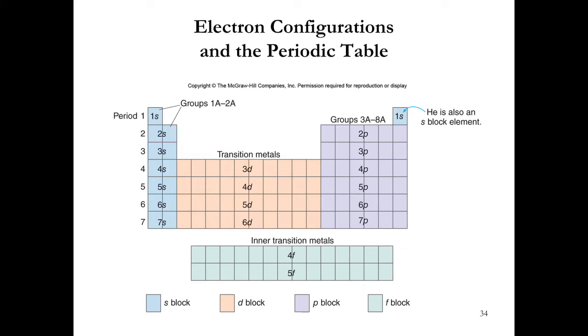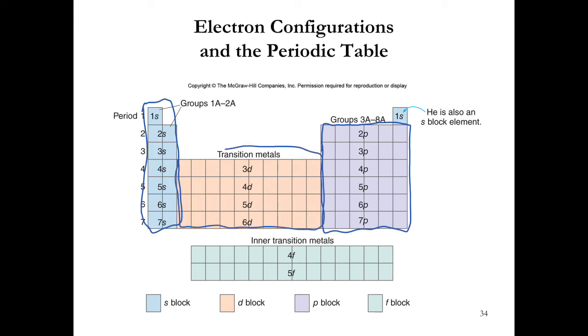Remember again how to identify what block you're in so you can tell which kind of subshell you're filling. So those two columns on the left are the s block. The columns of six across are the p block. The transition metals form the d block. And then don't worry about the rare earth elements. Those are the f block, but we're never going to write an electron configuration that's big enough to have f electrons in it, just beyond what we need to do for this class.